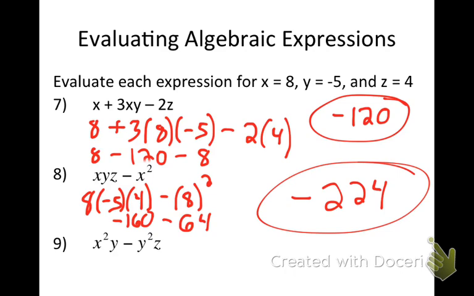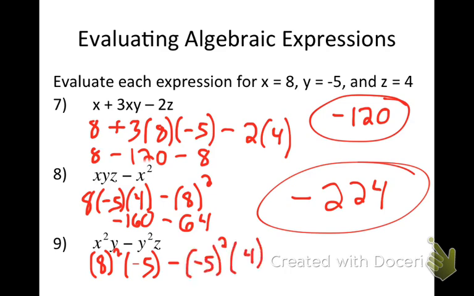Nine, x squared y minus y squared z. So I'm going to plug it in with parentheses here. I have 8 squared y minus y squared z. Order of operations says I need to do what here, Jake O'Connor? So what's 8 squared? So I have 64 times -5. Minus, what's -5 squared, Jake? Minus 25 times 4. Now I can do my multiplication, correct, Jake?